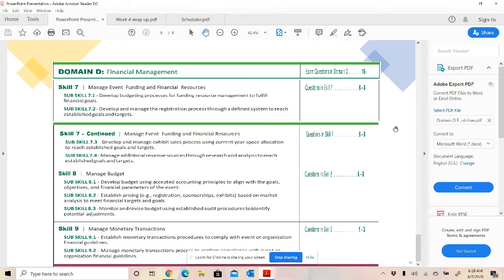money on the table. Develop budget using accepted accounting principles to align with the goals, objectives, and financial parameters of the event. These were the 4 steps to developing the event budget that we talked about. You want to know, again, the exact 4 steps, the different types of budgets too, like the incremental budget and zero-based budget, and which budget you should use based on your event goals and if the event has happened before too. Establish pricing, so registration, sponsorship, exhibits, based on market analysis to meet financial target and goals.